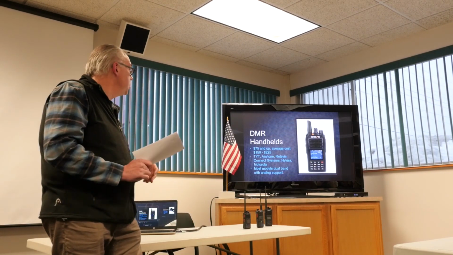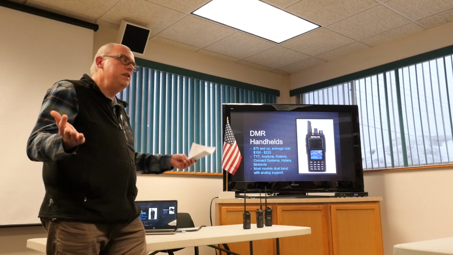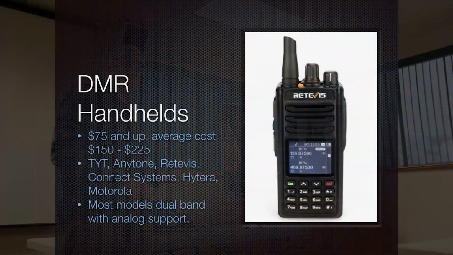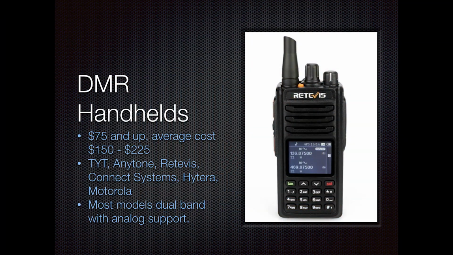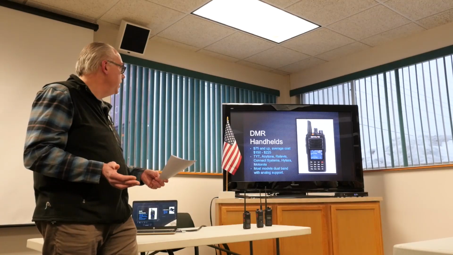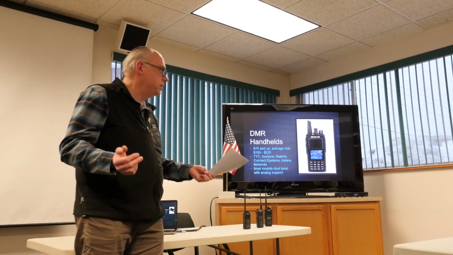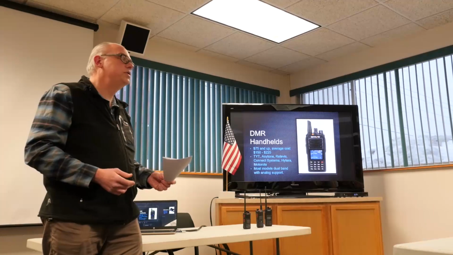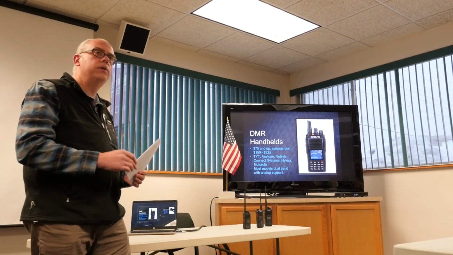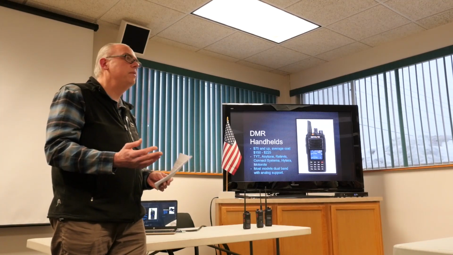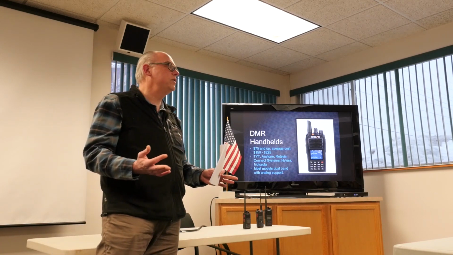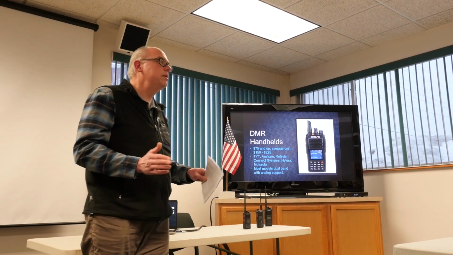Equipment-wise, DMR handhelds are $75 and up. Some inexpensive ones you can get under $100. I think the sweet spot is in the $150 to $225 range, where you can get a really nice DMR handheld radio. Some of the brands: TYT, Anytone, Radioddity, Connect Systems, Hytera, and then of course Motorola. The Motorola brand would be MotoTRBO. If you hear talk of MotoTRBO radios, that's their DMR line.